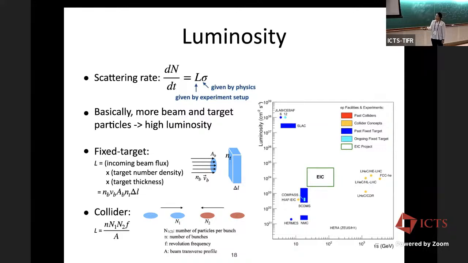For the collider, your target is another beam, and normally your beam has a bunch structure. So you have this bunched beam, and each bunch has a certain number of particles. So your luminosity will depend on how many particles you have in each bunch, right? And how often you are colliding them. It depends on the frequency, and also if you have a bunch that is very spread versus very focused, you have different luminosity, right?